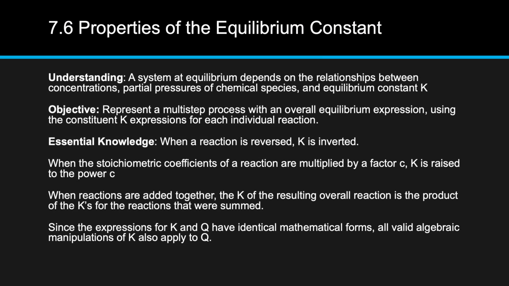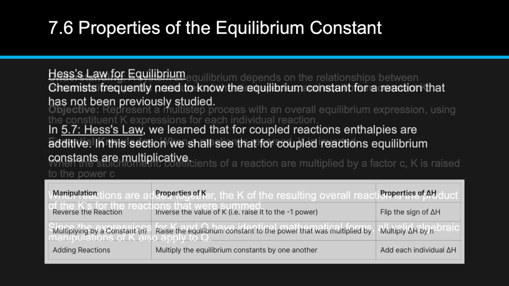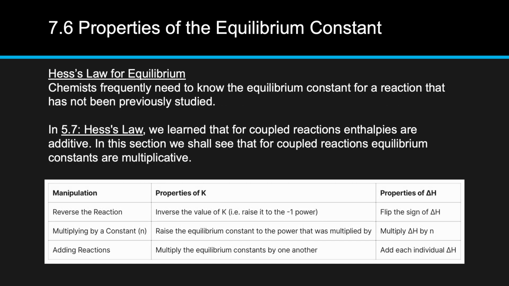All right, moving on to 7.6, which is on properties of equilibrium constant. We are going to talk about how K behaves when we manipulate different reactions, just like we did in Hess's law for enthalpy. All right, so if you were to recall back to when we did Hess's law for enthalpy change in Unit 5, we went through the individual steps on how to manipulate delta H if you had to change the reaction that had that delta H value.